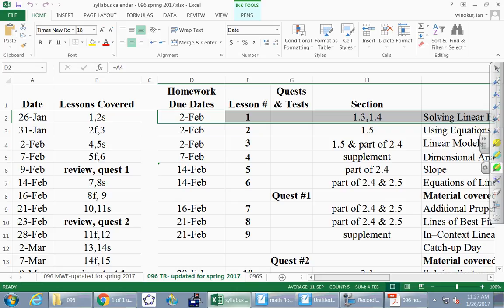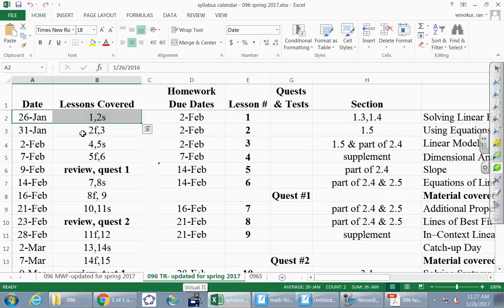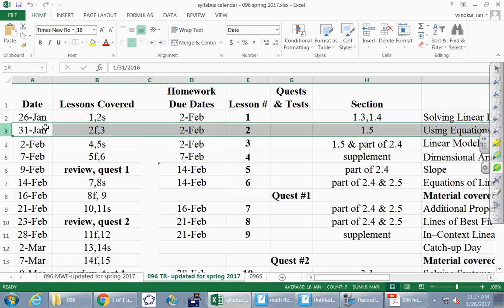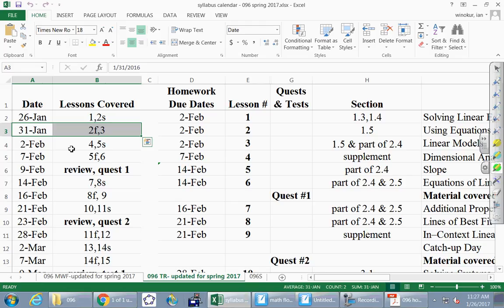Let's just see if we can get a handle on what's going on with this first look. On the left-hand column, you can see today's date, January 26th. Lessons covered: all of lesson 1, and then that S after lesson 2 means we are going to start lesson 2. And then when we come back on Tuesday, you can see it right here, January 31st, we are going to finish lesson 2 and do all of lesson 3.